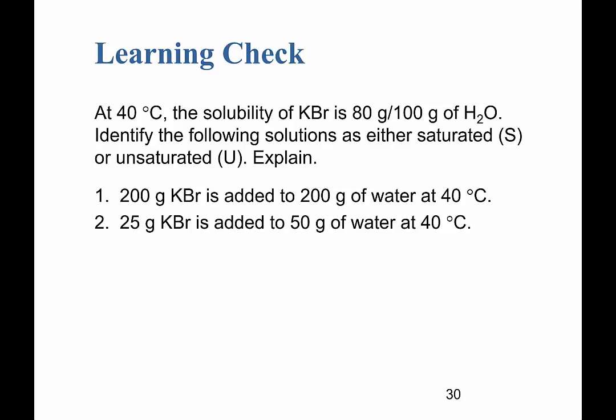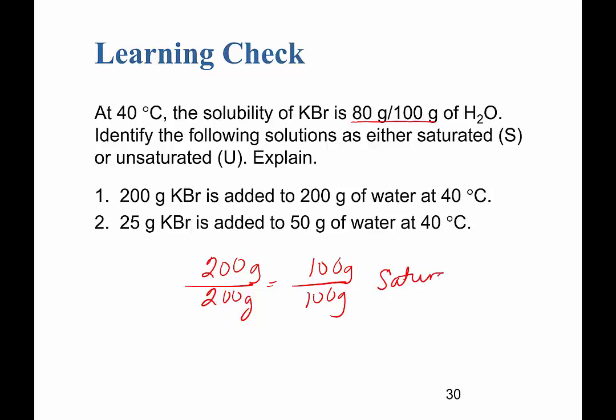Okay, so at 40 degrees, the solubility of KBr is 80 grams in 100 grams of water. That's my solubility. I have to decide if these are saturated or unsaturated. So if I have 200 grams in 200 grams of water, I need to know how much would be in 100 grams. So if 200 grams dissolve in 200 grams, that means I have 100 grams dissolving in 100 grams of water. My solubility is 80. So in this case, I am adding more than my solubility. So this has to be saturated.